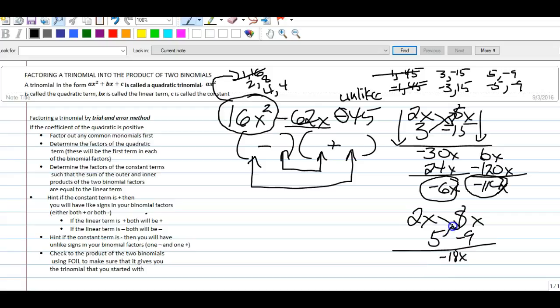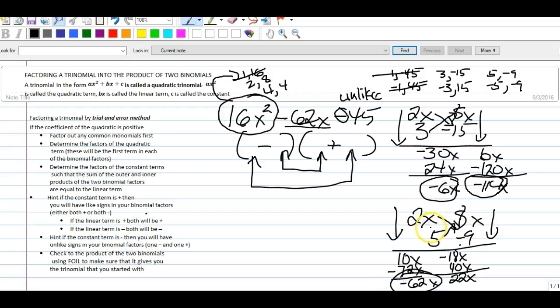10x, and 5 times 8x is 40x, and I add those two together, and that gives me a plus 22x, which is not what I'm looking for. So let's look at this combination. 2x times 5 gives me 10x, and 8 times a minus 9 gives me a minus 72x, and when I add those together I get minus 62x. That's what I'm looking for.